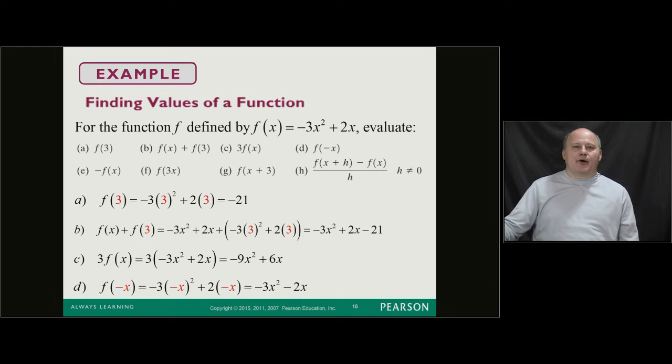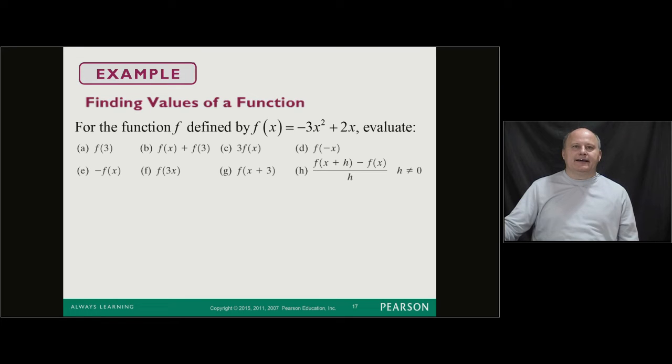Okay, now part D, f of negative x. Now f of negative x is taking the opposite of the input. Notice how the expression on the function changes. It's negative 3 times the input squared plus 2 times the input. Well, in this case, the input's negative x. So it's negative 3 times negative x squared plus 2 times negative x. And that becomes negative 3x squared because negative x times negative x is an x squared. And then 2 times negative x is a minus 2x. And that's part D.